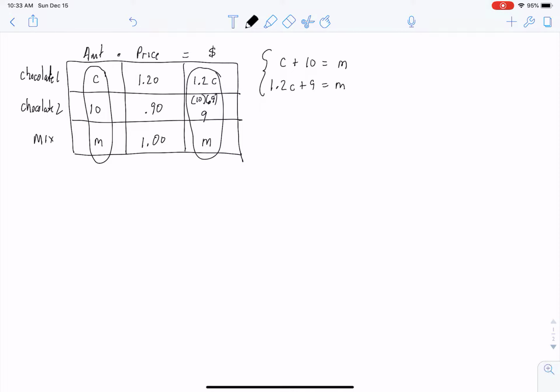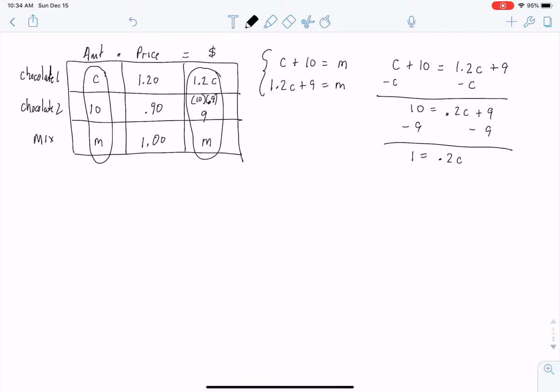Okay, now, since they're both solved for M, this is kind of jumping out to use equal value method. So we can set them equal to each other. So we get C plus 10 equals 1.2C plus 9. So I can subtract C from both sides. And I get 10 equals 1.2 minus 1 is 0.2C plus 9. Subtract 9 from both sides. And I get 1 equals 0.2C.